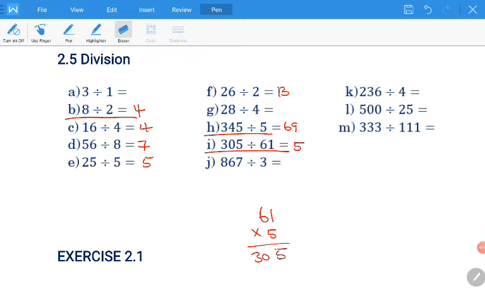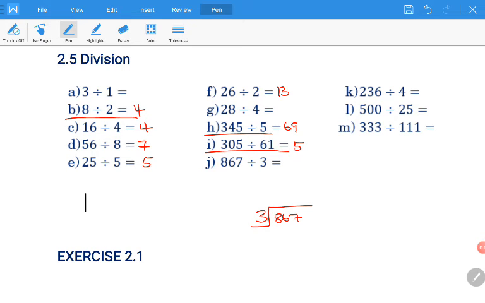But on these ones, you can use your calculator to check. If you are dealing with bigger divisions, you can use your calculator. 3 divided by 3 into 867.